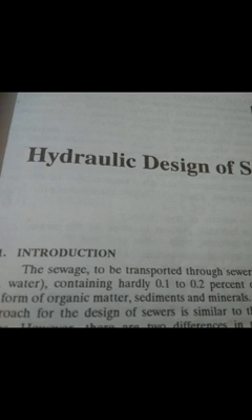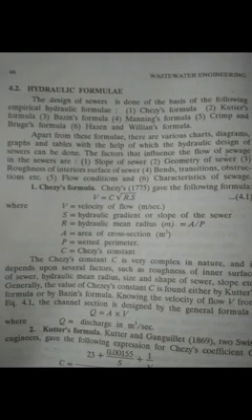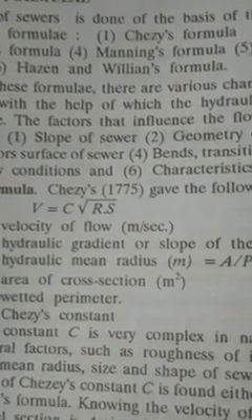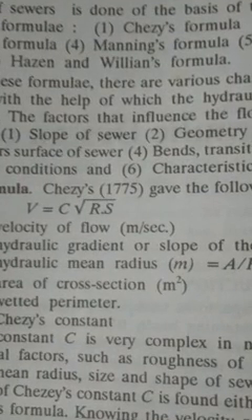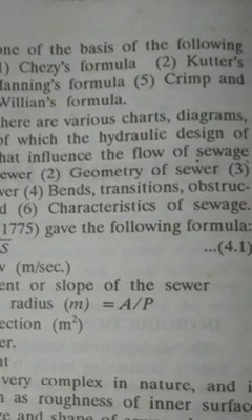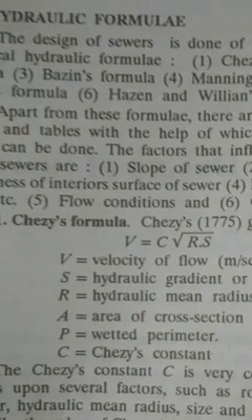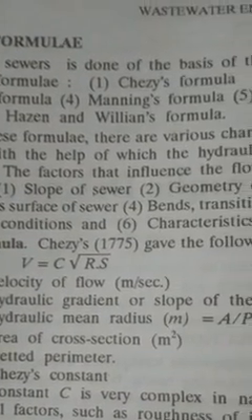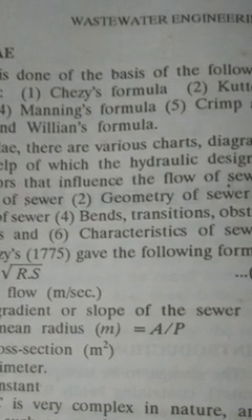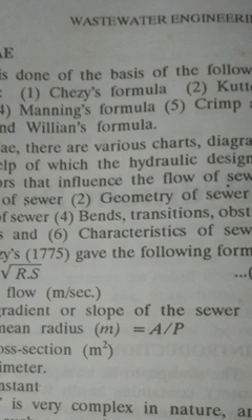Usually for the designing of the hydraulic sewers, there are many empirical formulas which we have studied in hydraulics. The hydraulic formulas are listed on the top of the frame. First is Chezy's formula, second is Kutter's formula, third is Bazin's formula, fourth is Manning's formula, fifth is Crimp and Bruges formula, sixth is Hazen and Williams formula. Fifth and sixth are not much important, you can leave those.